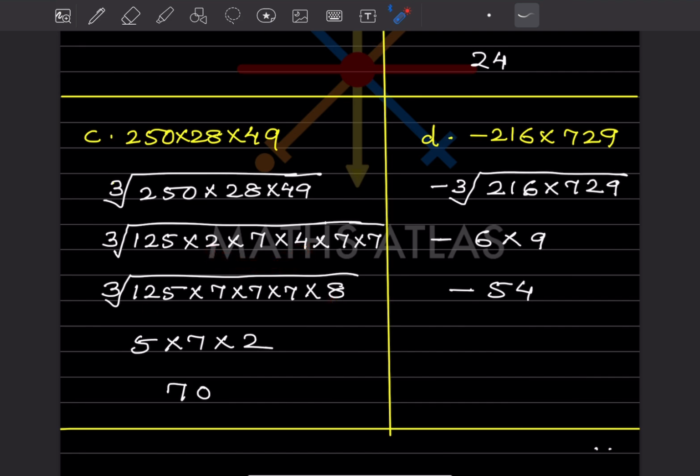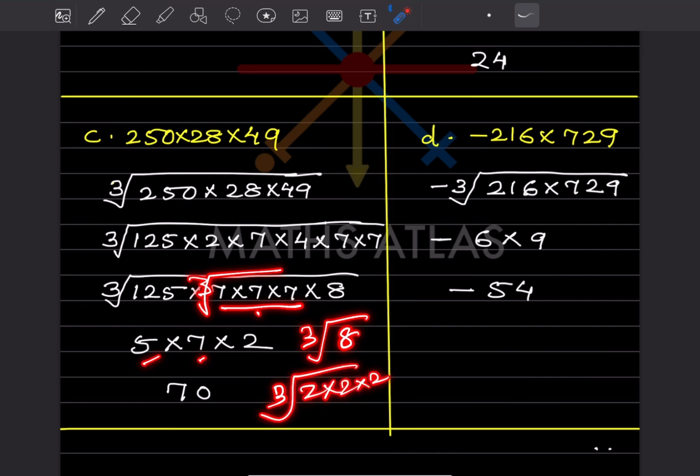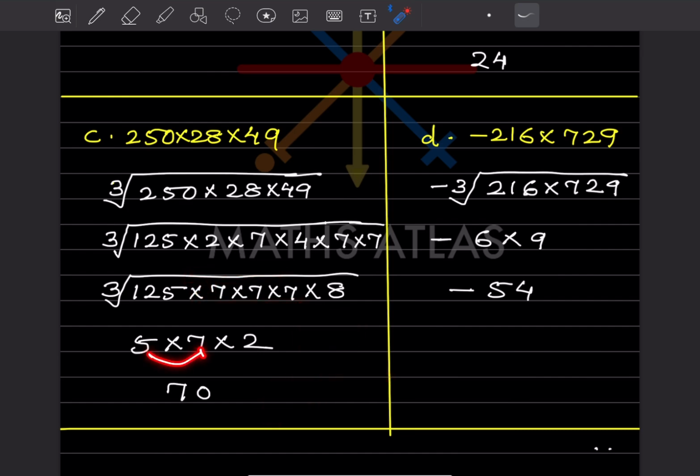So here, if I separate this one, cube root of 125, that will be 5 into 5 into 5, that is going to be 5. This is already cube root of this one, so that is going to be 7. And this is cube root of 8, so that will be cube root of 2 into 2 into 2, so that will be 2. So this will be 70.